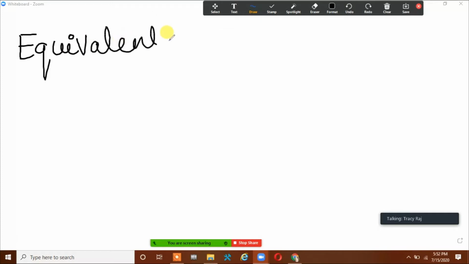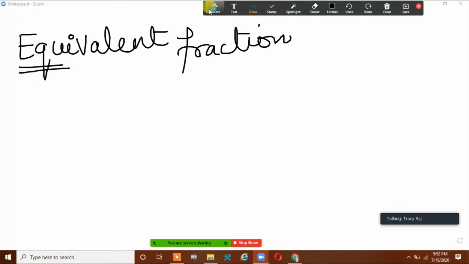Okay, so now we will see what is an equivalent fraction. By the name itself it is very clear. Equivalent means equal. Two or more fractions are said to be equivalent if they represent the same part of the whole, like 1 by 2. And how to get the next equivalent of this one? You just multiply both the numerator and denominator by 2, so you will get 2 by 4. Again multiply by 3, you will get 6 by 12.